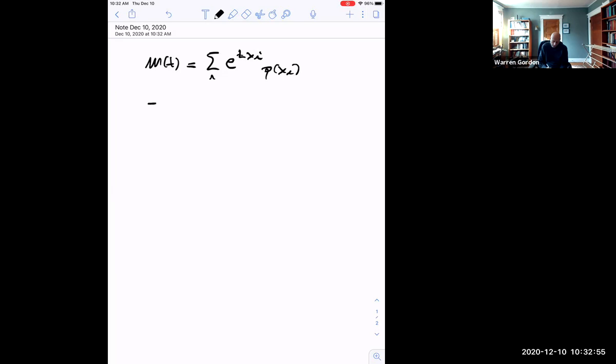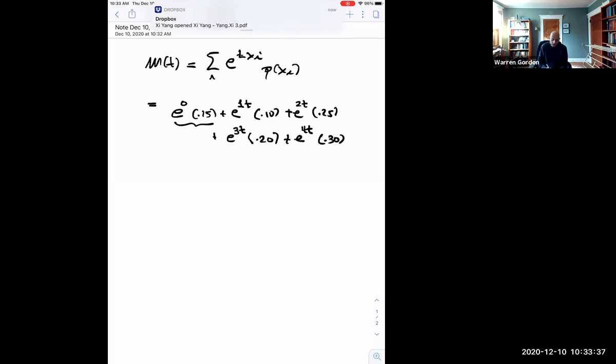So we have, in this case, x sub i starts with 0, so we have e to the 0t multiplied by 0.15. And then e to the 1t multiplied by 0.10. And then e to the 2t multiplied by 0.25. And then e to the 3t multiplied by 0.20. And we have e to the 4t multiplied by 0.30. And of course, this first term is just 0.15 because e to the 0 is 1. Okay, so here's M of t.